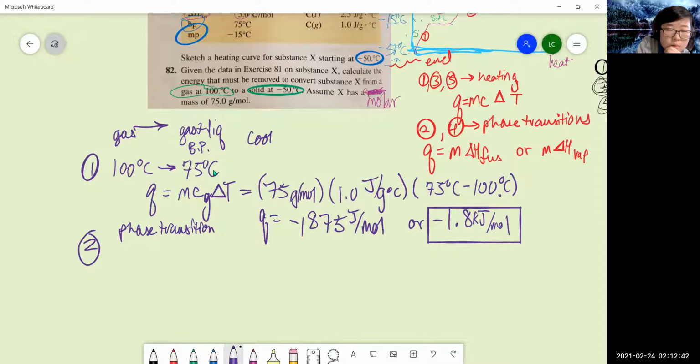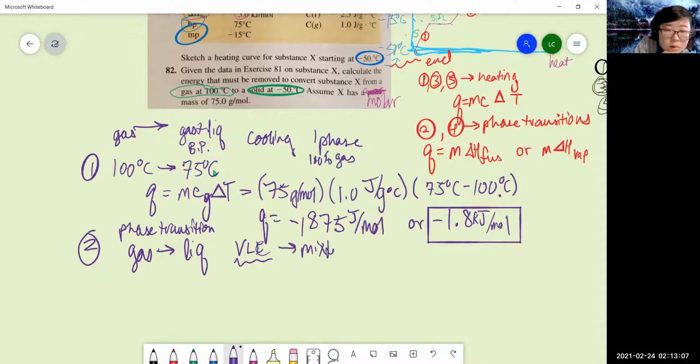So you can just call this cooling. Then you have the phase transition of gas to liquid. You're going to convert all the gas to all the liquid, and this is in VLE, the dynamic equilibrium. So there's vapor and liquid in equilibrium. That's the region. This was in one phase, 100% gas. Here you have a mixture of gas and liquid in equilibrium.